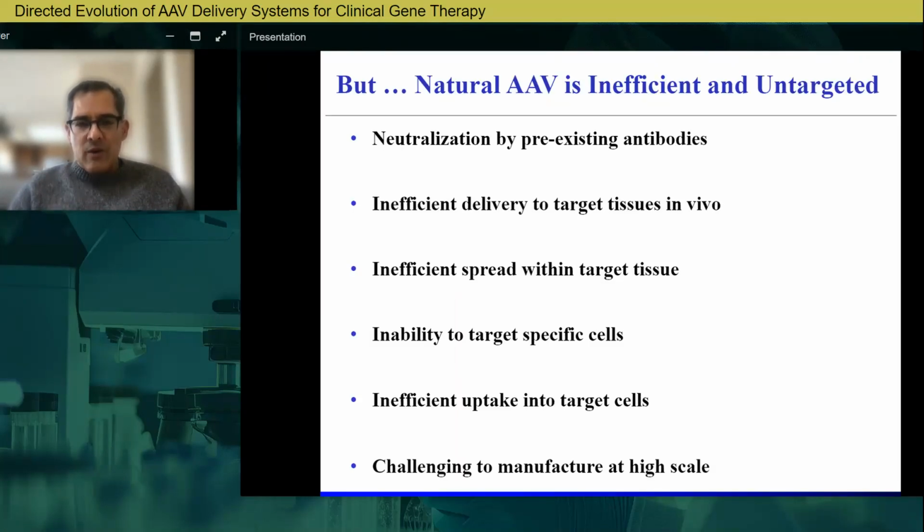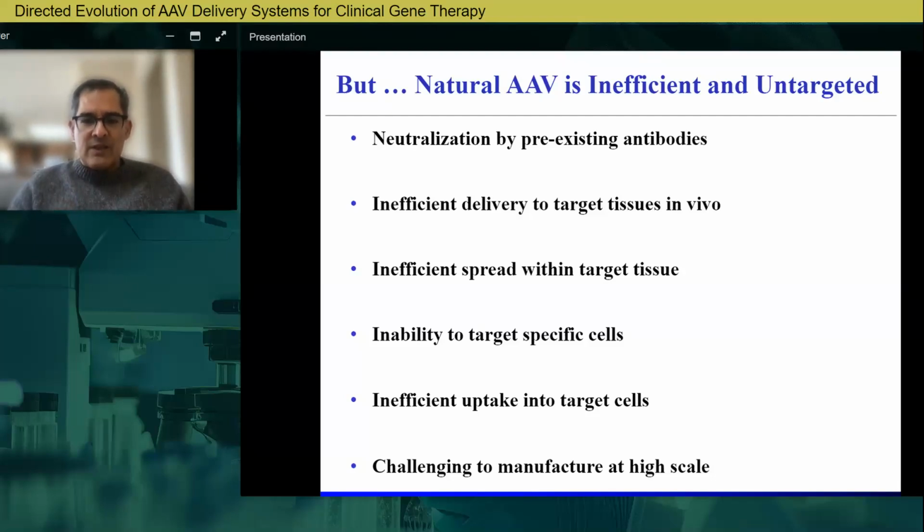So why is there a delivery problem? Typically, the gene therapies that have been used to date are based upon natural versions of AAV, and these are inefficient and untargeted. They have a number of reasons for this. First of all, as I alluded to, greater than 90% of the human population has been exposed to one or more natural versions of AAV, which means that we typically have high titers of neutralizing antibodies that would end up eliminating the natural versions of AAV that might be administered to body fluids that have antibodies, such as serum, vitreous fluid, lung fluid, etc.